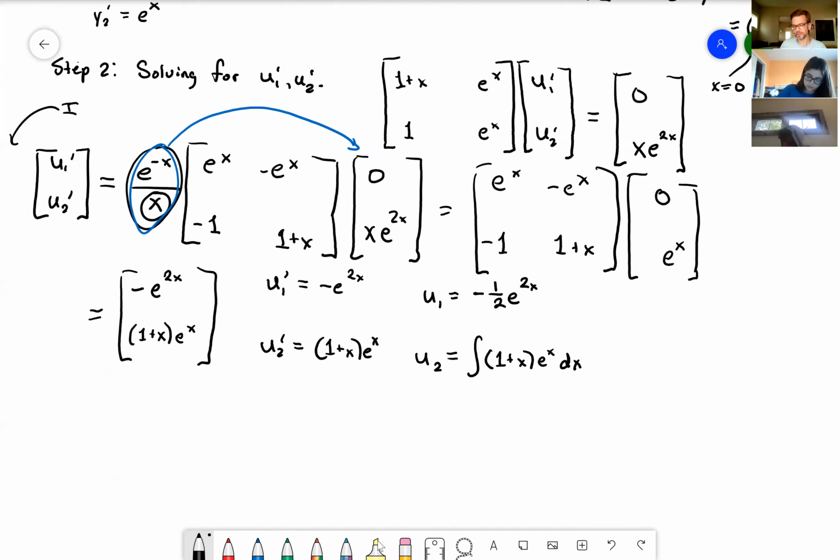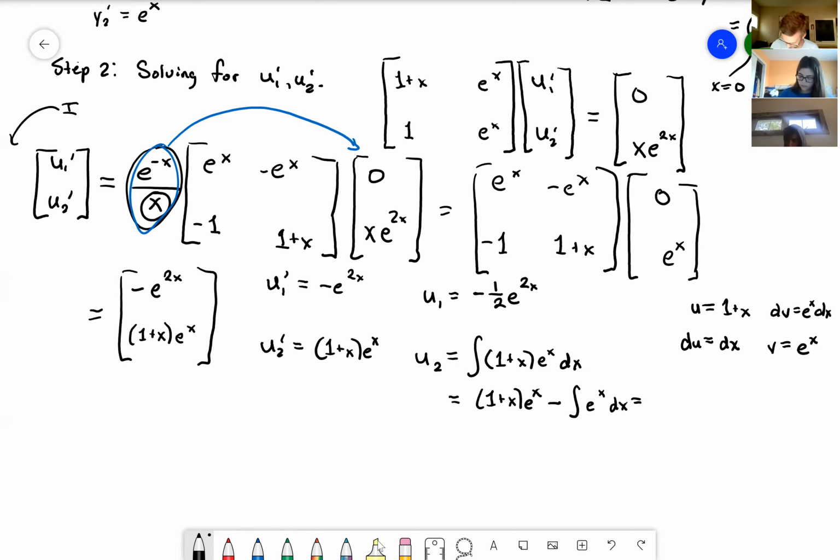But I'll just use, again, that very powerful technique of integration by parts. So the thing that I'm going to take the derivative of will be the 1 plus x, and the thing I'm going to take the integral of will be e to the x dx. So there's our whole integrand. We rewrite it using the du being just dx, the differential, and v is equal to just e to the x. So this will be equal to uv, 1 plus x e to the x, minus the integral of v du. So that's e to the x dx. And that gives us 1 plus x e to the x minus e to the x, which gives us just x e to the x.